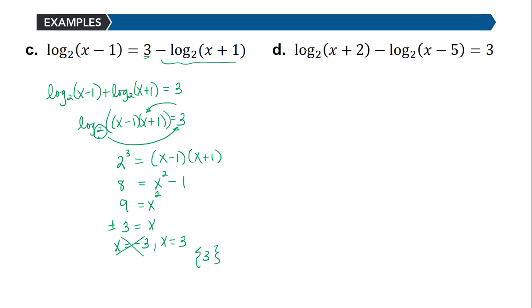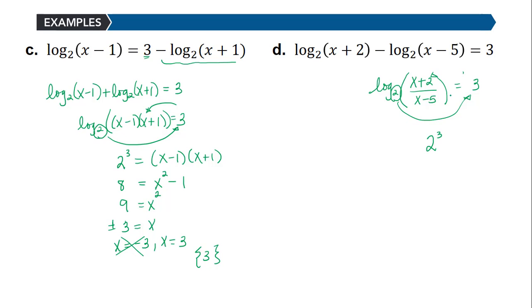And then part D is log base 2 of x plus 2 minus log base 2 of x minus 5 equals 3. So here again I have logs and constants. My logs are already on one side of the equation, but I need to combine them to get a log of a single expression. A difference of two logs is a log of a quotient. So this is equivalent to the log base 2 of x plus 2 divided by x minus 5 is equal to 3. Now converting to the exponential form, this means 2 to the 3 is equal to this argument.